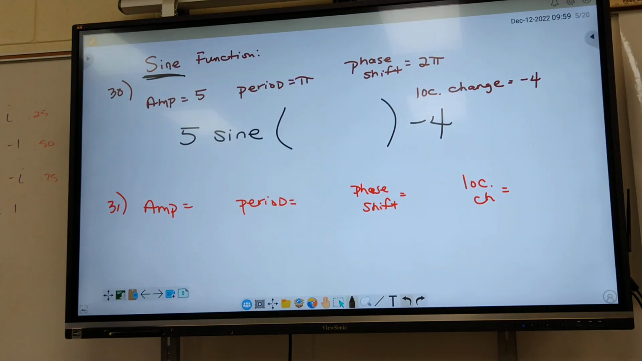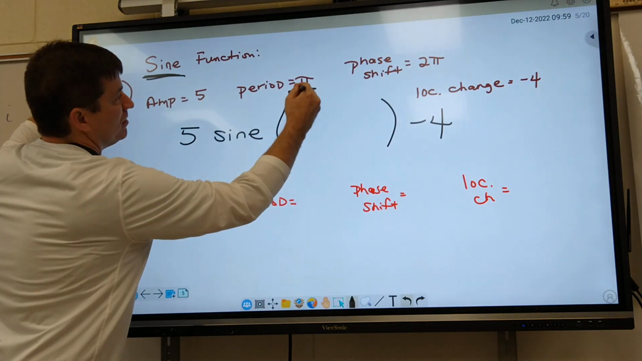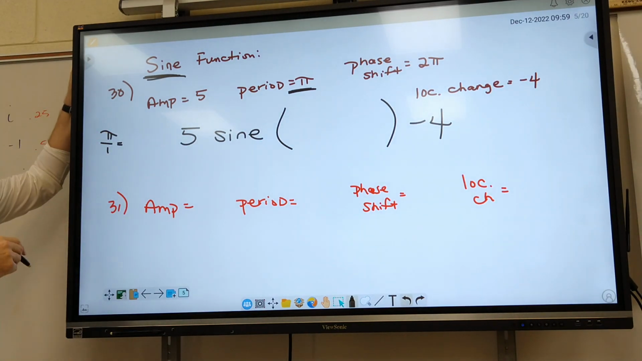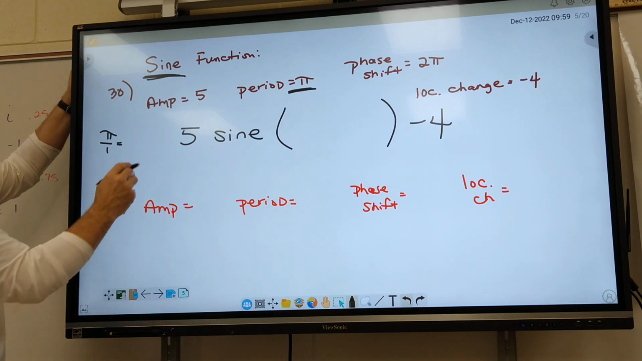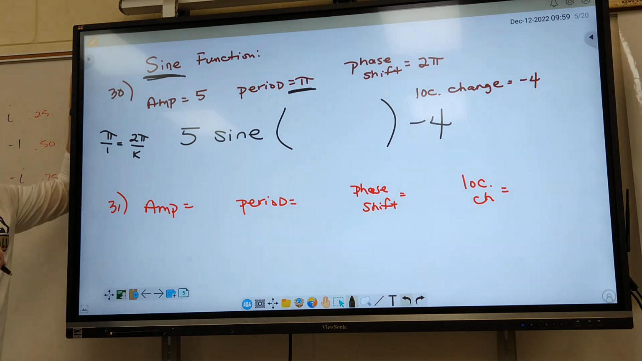No, not completely. All right, let me show you. What we do, you start off right here. That's pi over 1. You write it down, and you set it equal to the formula for period. It's going to be on your formula sheet that I'm going to give you: 2 pi over k. Now, cross multiply and you got your answer.